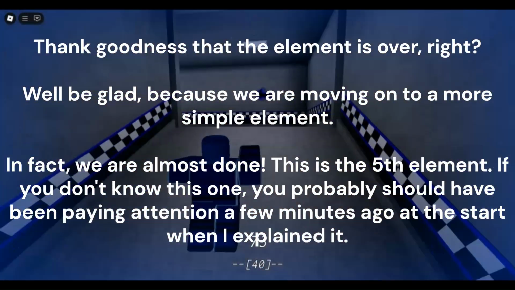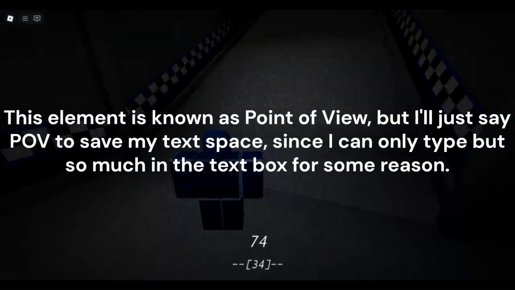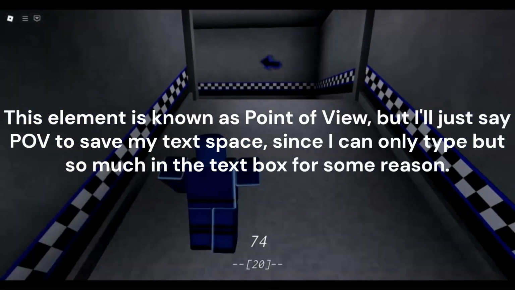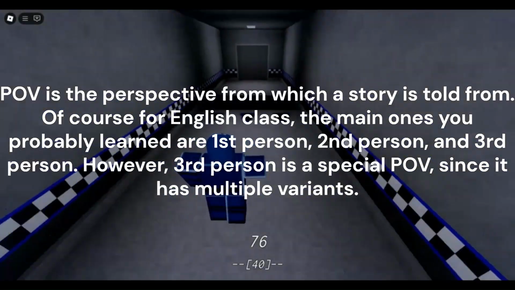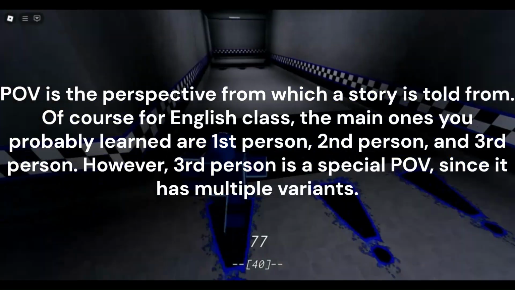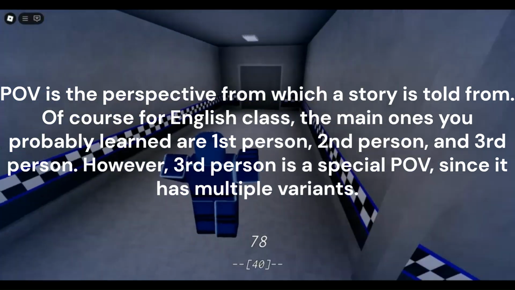If you don't know this one, you probably should have been paying attention a few minutes ago at the start when I explained it. This element is known as point of view, but I'll just say POV to save my text space, since I can only type so much in the text box for some reason. POV is the perspective from which a story is told. Of course, for English class, the main ones you probably learned are first person, second person, and third person.